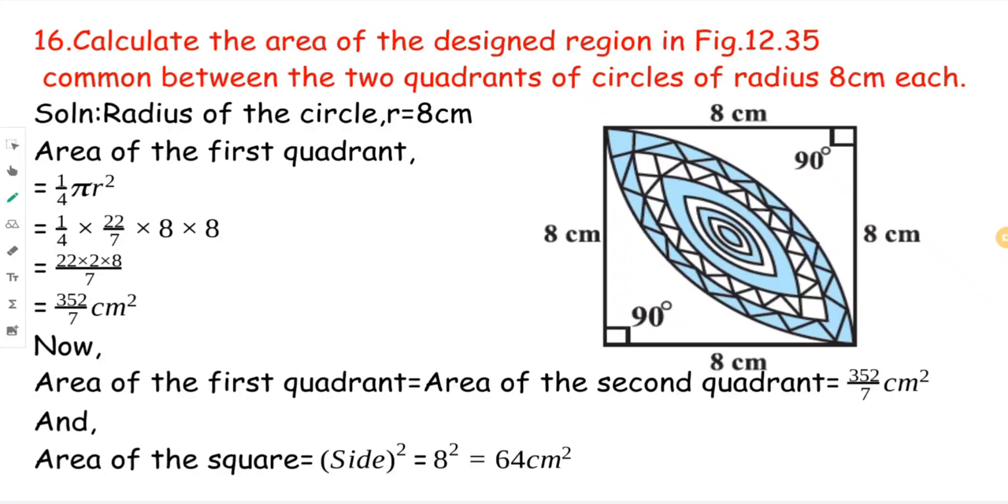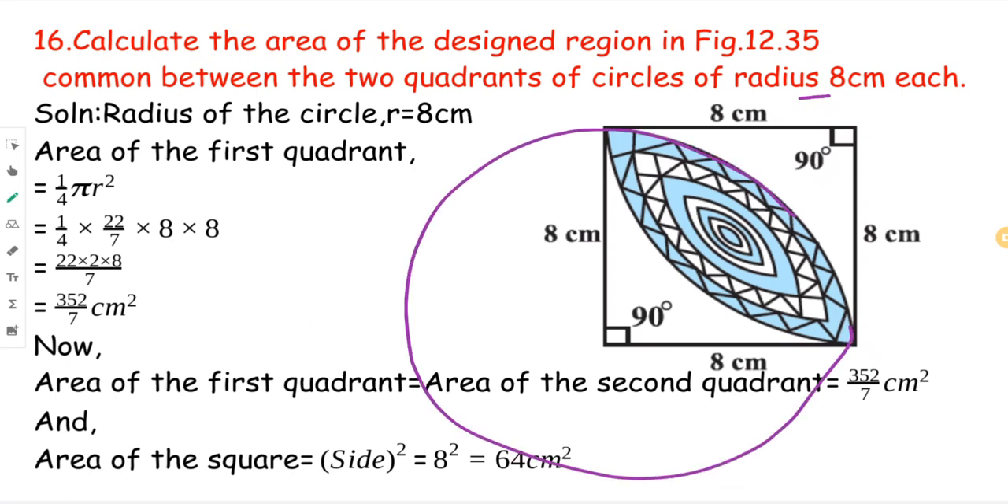Calculate the area of the design region. Okay, so in this region we're asked to find the area common between the two quadrants of a circle of radius 8 centimeter. How is the radius 8 centimeter? Because if you draw a circle like this, you can see this becomes a radius, right? Both of them. And then also if I draw it for the other side, this too becomes a radius.